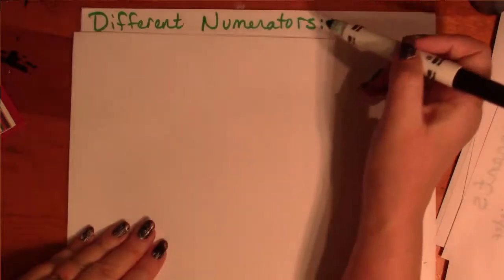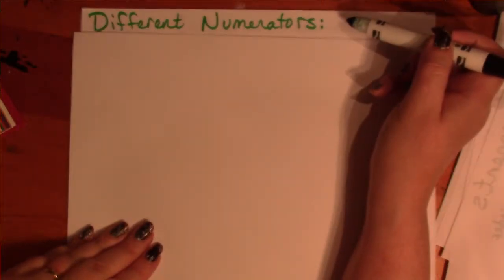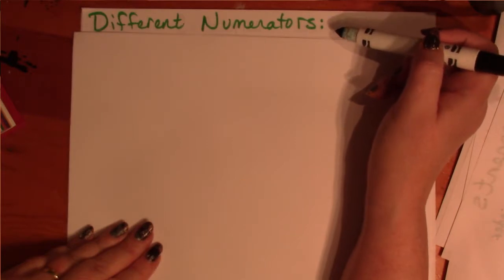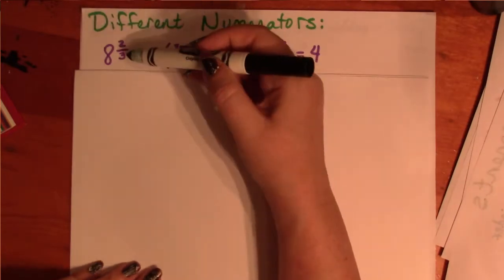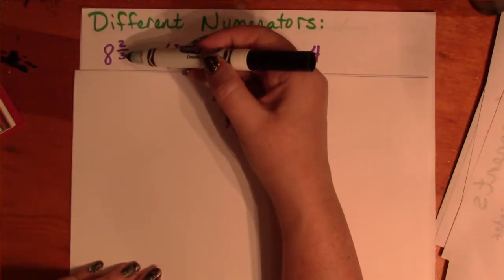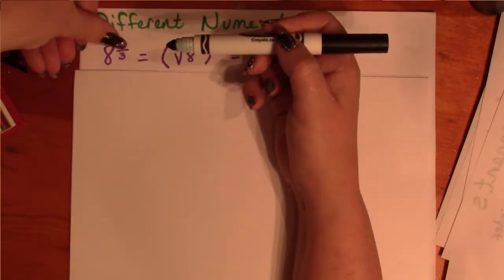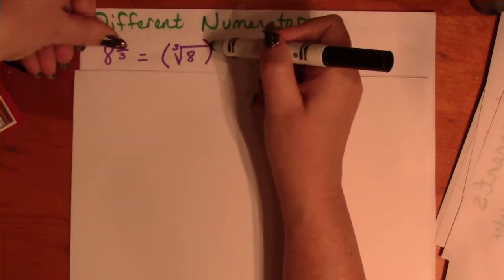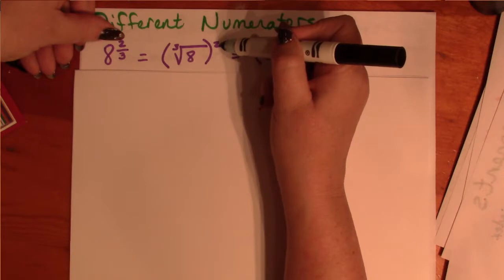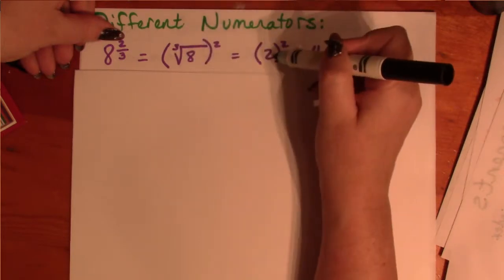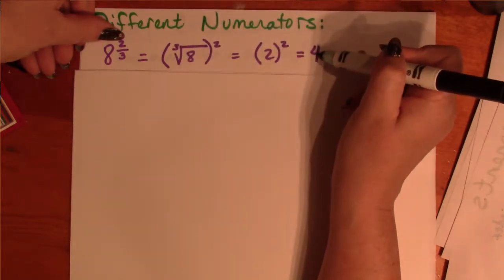What happens if you have a fraction exponent with a numerator that's different than 1? What happens if you have 8 to the 2/3? Well, the 3 in the denominator means we're finding the cube root of 8, but we're going to square that. So the cube root of 8 is 2, squared is 4.